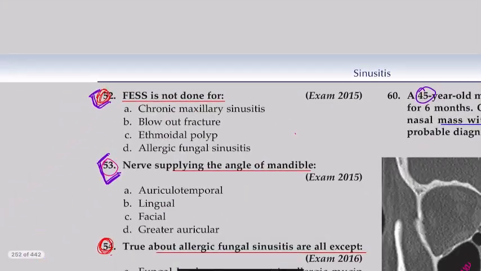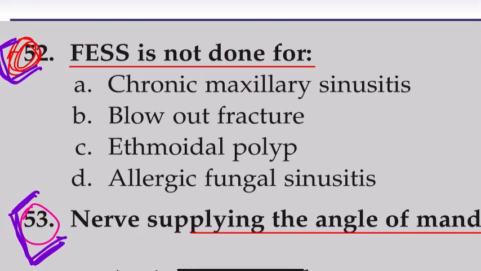Now moving further, FESS is not done for. Is it done for chronic maxillary sinusitis? Yes, it is done. Blowout fracture? No, it is not done. Ethmoidal polyp, it is done. Allergic fungal sinusitis, it is done. So blowout fracture is the right answer.